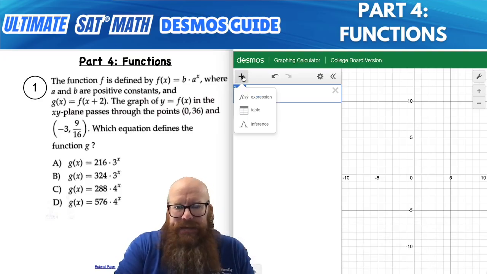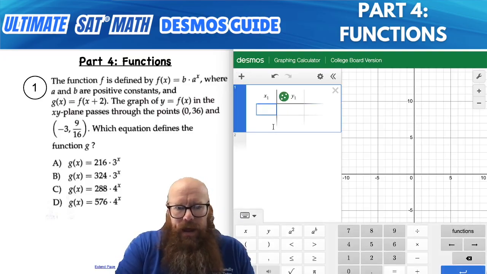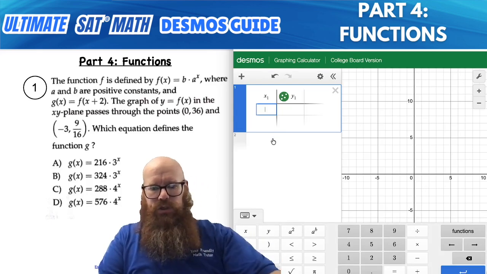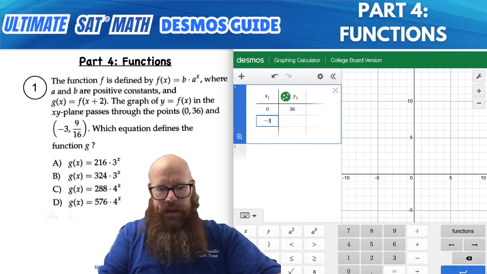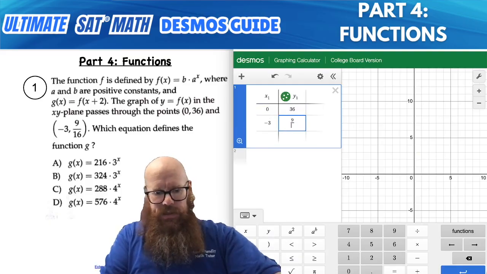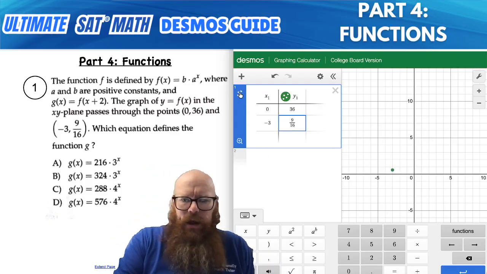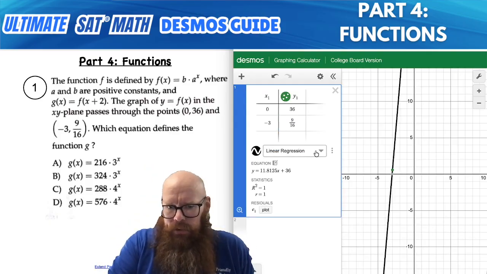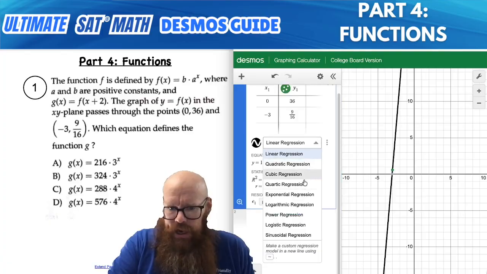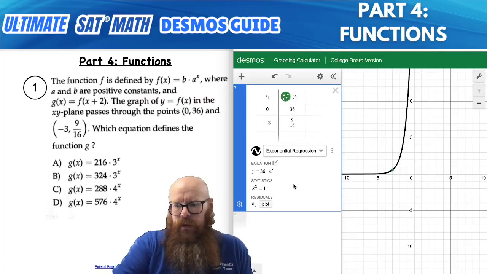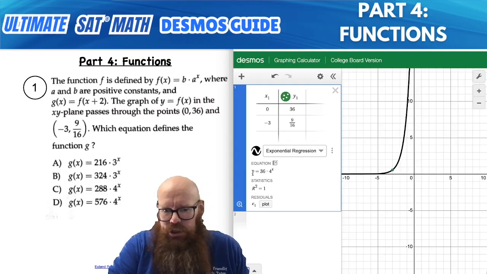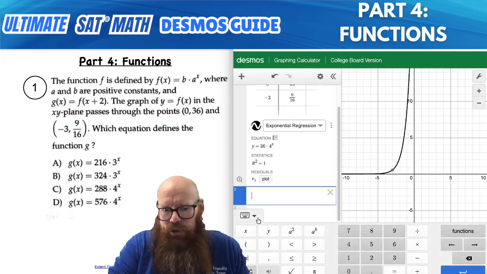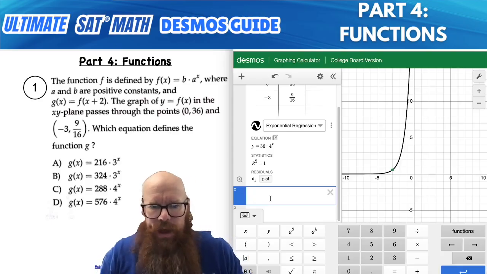So I'm going to add a table. And in that table, I am simply going to put these 2 points. So 0 and 36, and then negative 3 and 9 over 16. And then over here, I'm going to hit that little button on the left with regression, and I'm going to change it to exponential. So what it's doing is giving me the equation y equals 36 times 4 to the x.